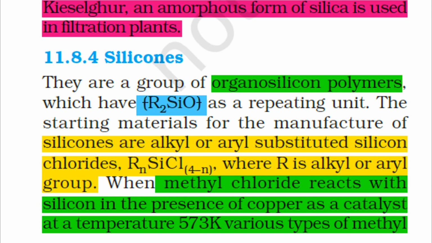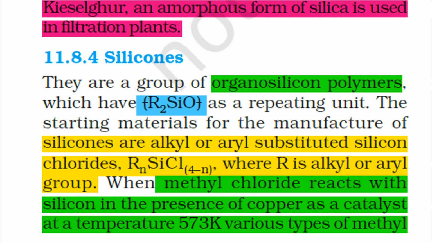Next, 11.8.4 silicones. They are a group of organosilicon polymers. They have R2SiO as a repeating unit. The starting material for the manufacture of silicones are alkyl or aryl substituted silicon chlorides, that is RnSiCl4-n, where R is the alkyl or aryl group and n is the number of alkyl or aryl groups.